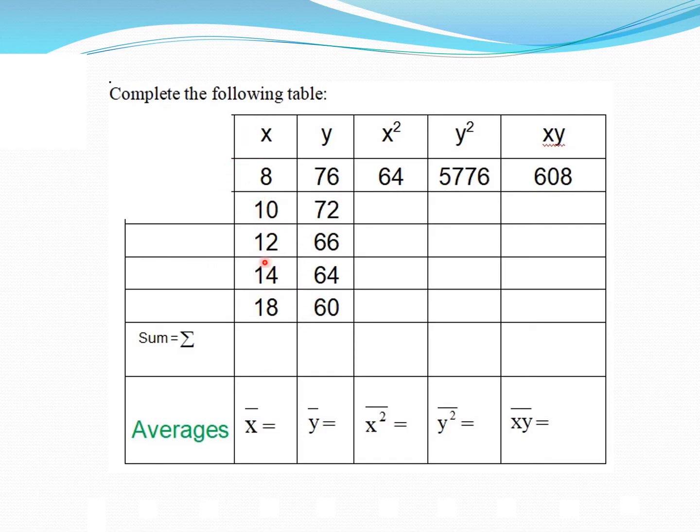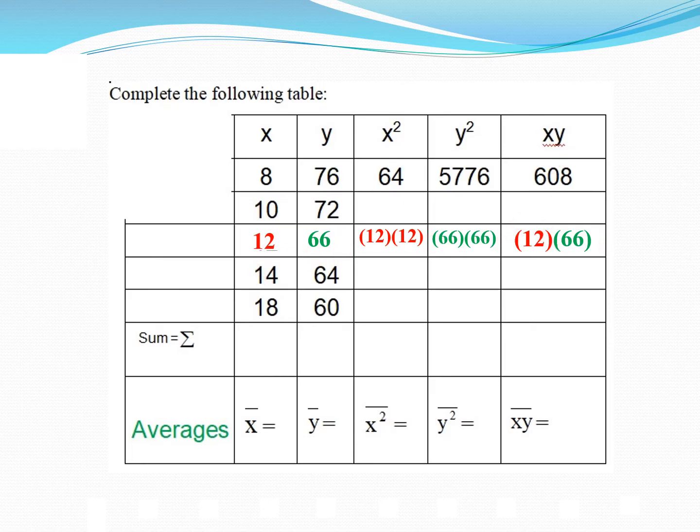So we have the x numbers, we've got the y numbers. And what we want to do now is get the x squared numbers. Obviously 8 squared gives you 64 in that first row. 76 squared gives 5776. And then for the xy, all you do is multiply 8 times 76. Maybe we'll just look at the row that contains 12 and 66. What's x squared? It's 12 12s, 144. The y squared will be 66 times 66, and the xy will be 12 times 66.